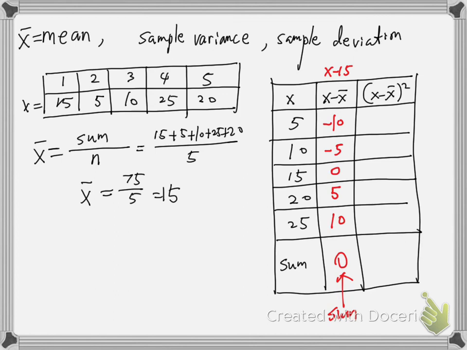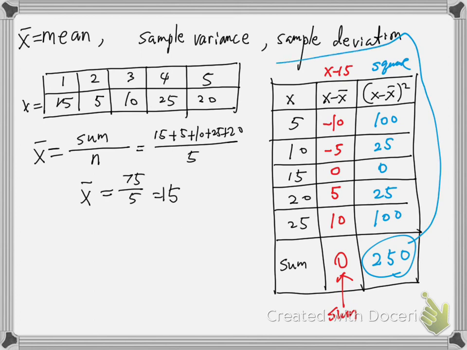So we square everybody in the second column. This is the square column. Let's use the blue color. We square everybody in the middle. Negative 10 squared, 100. 5 squared, 25. 0 squared, 0. 5 squared, and 10 squared. The negative sign is canceled in the second power. And you add everybody in the last column, you get the sum 250. We will use this 250 to define variance and deviation.